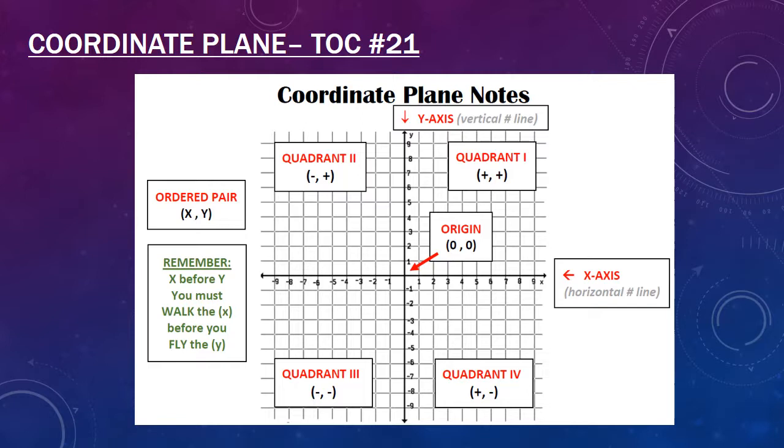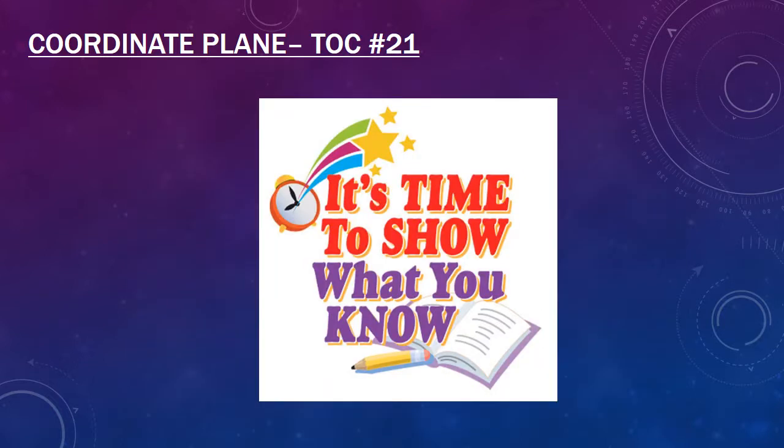Before you get to the very end, I do want you to draw a star in quadrant 4. You can draw it anywhere in quadrant 4. I just want you to draw a star in quadrant 4, and that will be so when we're looking through your notes, we know you listened to the video. So again, pause the video, copy this down, and then when you're done, it's time to show what you know.